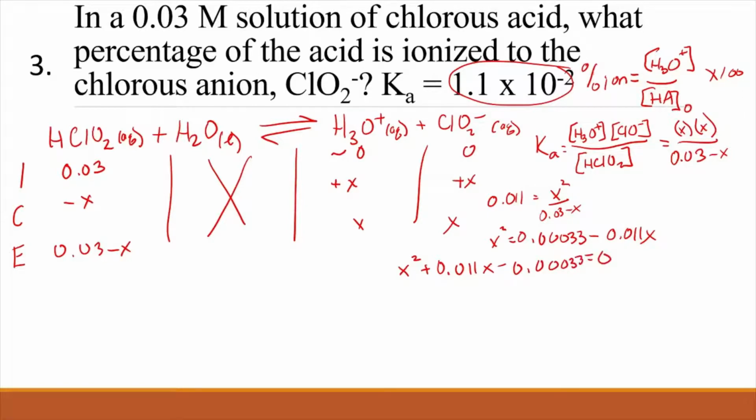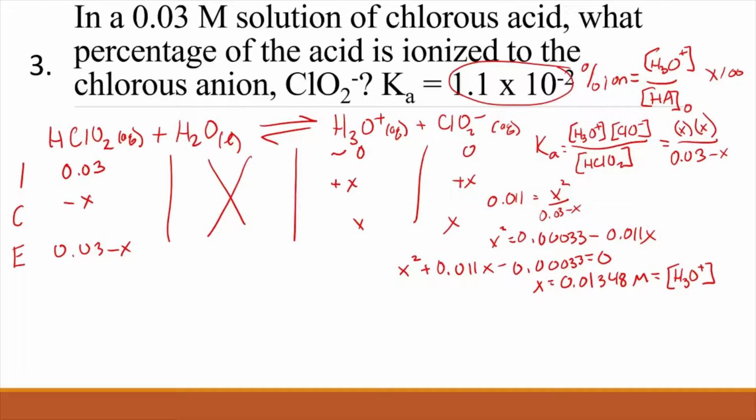So go ahead and use a quadratic equation solver or the quadratic equation itself. Like I said, I found some great quadratic solvers online, so you just plug in your numbers for A, B, and C and hit solve. Saves a lot of time. So the root that ends up working is X equals 0.01348 molar, and this is equal to our concentration of H3O plus. It's also equal to our concentration of chlorous anion. So as you see from the equilibrium, they're both equal to X.